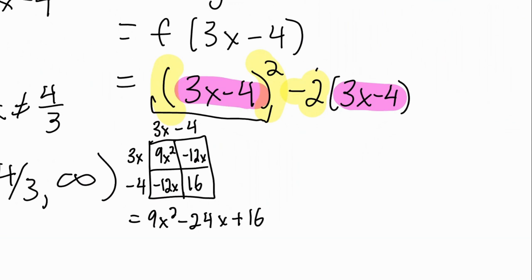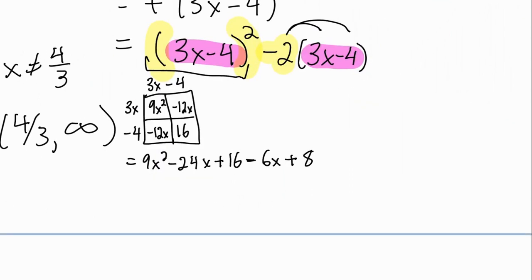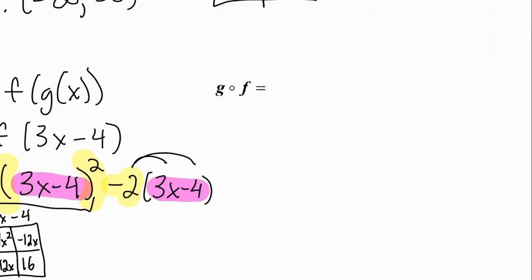And then we do also need to distribute that negative 2 out. So we'd say minus 6x plus 8. So then our last step is just to combine like terms. So we'll get 9x squared. We can combine that negative 24x with that negative 6x to get negative 30x. And we'll combine 16 with 8 to get 24. Again, we do not need to state the domains for these, so we can keep going.